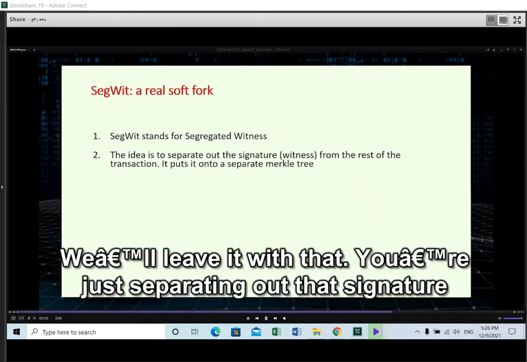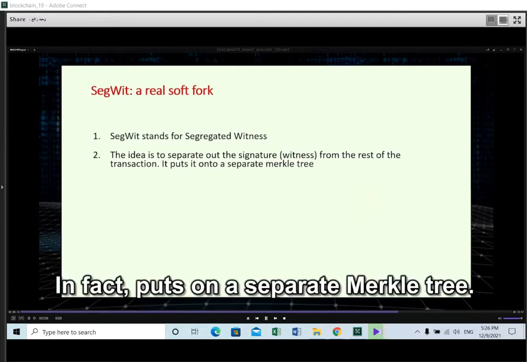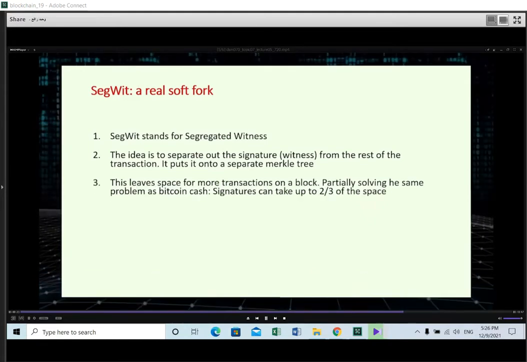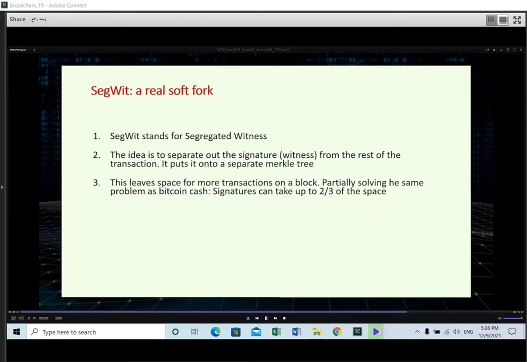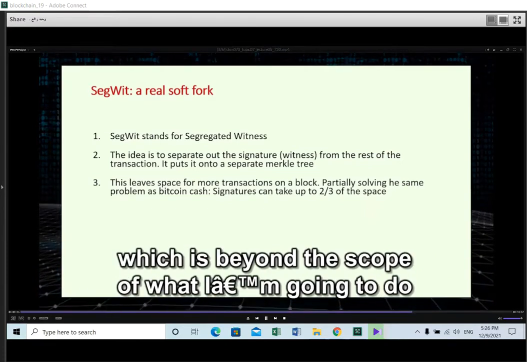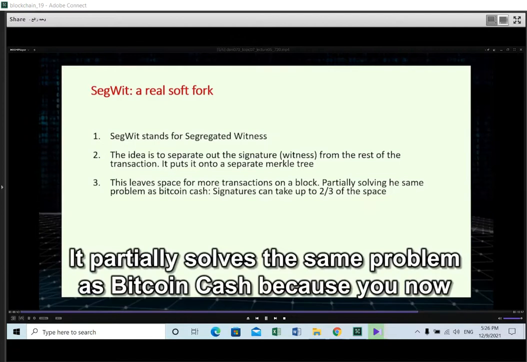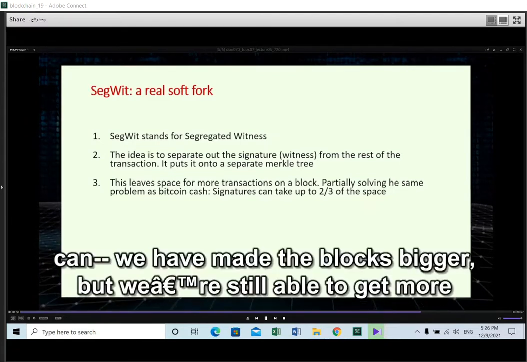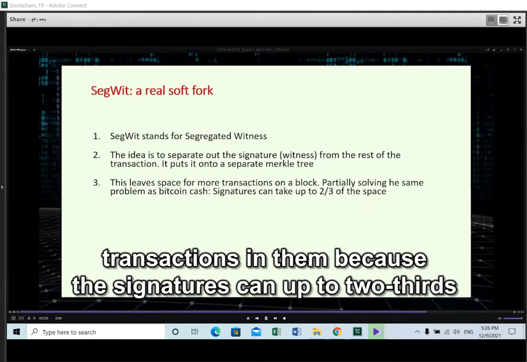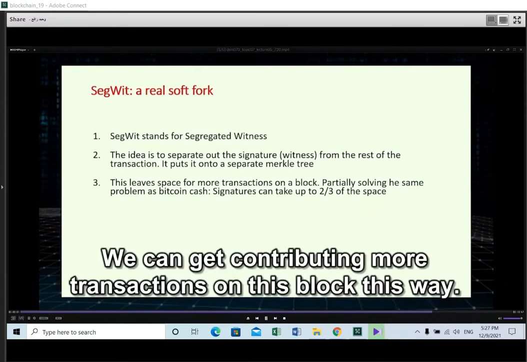So you're just separating out that signature part from the rest of the transaction. In fact, it goes on a separate Merkle tree. Now, that frees up a lot of space. So this leaves space for more transactions on the block, and you actually can do some optimizations with the signatures, which is beyond the scope of what I'm going to do with you. But I might suggest some readings. This partially solves the same problem as Bitcoin Cash, right? Because we haven't made the blocks bigger, but we're able to get more transactions in them, because the signatures can take up to 2/3 of the space of the blocks. And we can get considerably more transactions on the block this way.